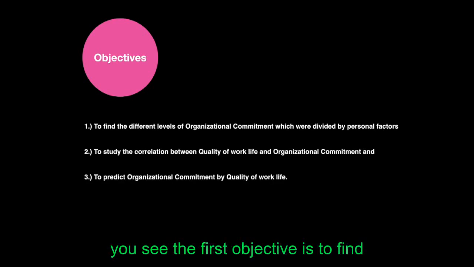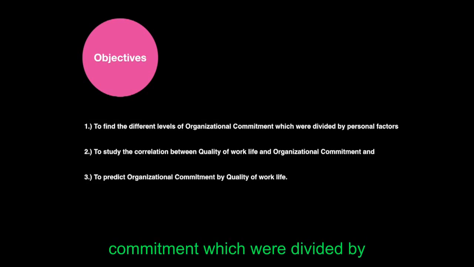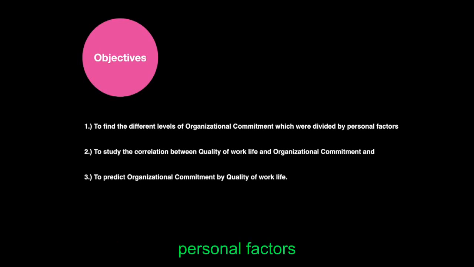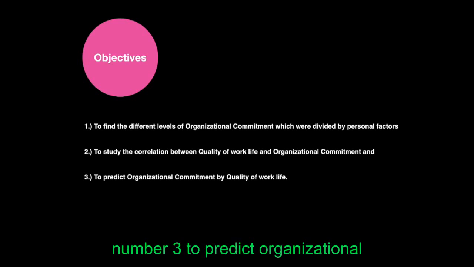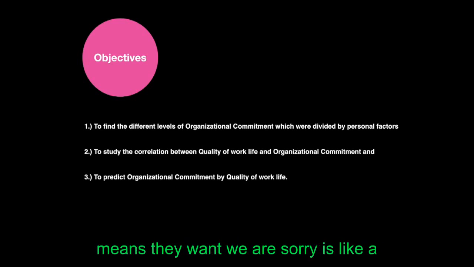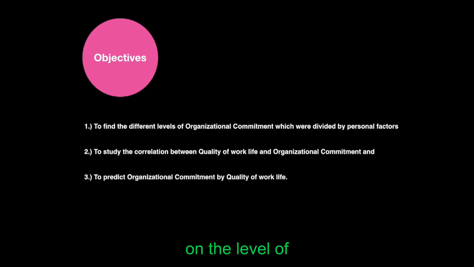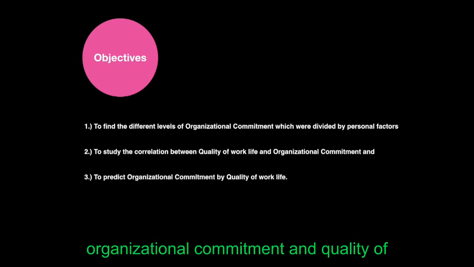Next, move on to the objectives. As you see, the first objective is to find the different levels of organizational commitment, which were divided by personal factors. The second one is to study the correlation between quality of work life and organizational commitment. And number 3, to predict organizational commitment by the quality of work life. Now we go through the objectives. That means the researcher wants to study the level of organizational commitment and quality of work life.